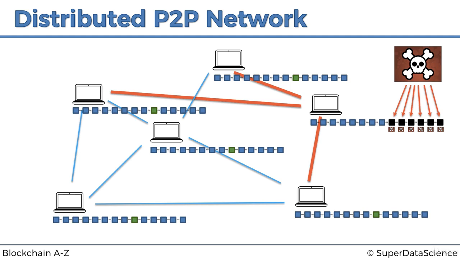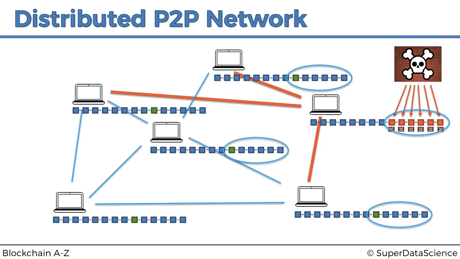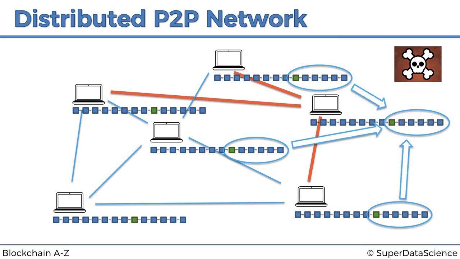And what will happen automatically is that these values will be seen to be different, and these values will be copied over. So just very quickly, all of these values will be copied over, and the blockchain will be restored to its original value. So what happens in this case is, as we can see, the hacker cannot just attack one computer, cannot just attack one blockchain and change the values there. The hacker would have to attack all of the blockchains at the same time.